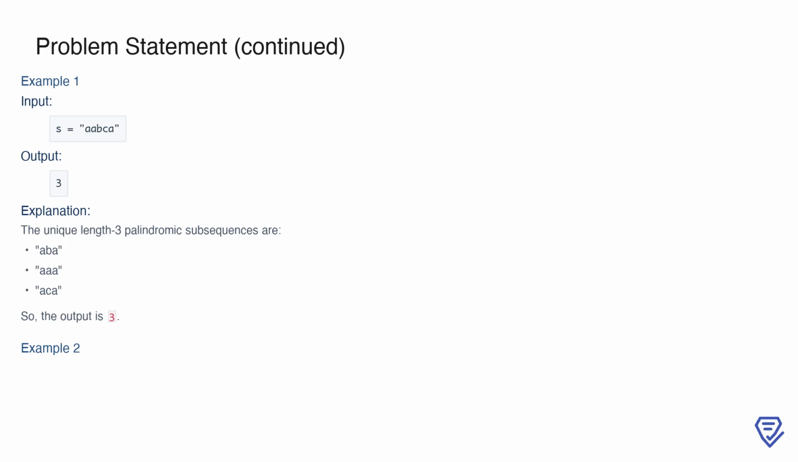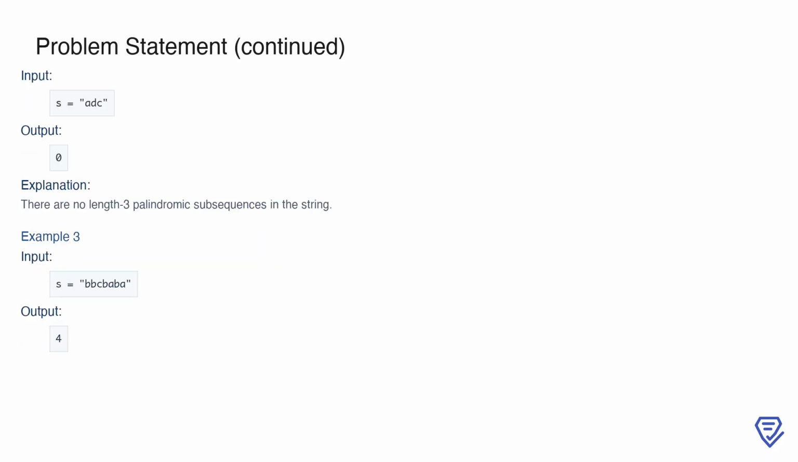If the input string is S equals APCA, the output is 3. This is because there are 3 unique Length-3 palindromic subsequences, ABA, AAA, and ACA. Each of these subsequences reads the same backward as forward, and no duplicates are counted. This highlights the fact that we're only interested in distinct palindromic subsequences, not repeated ones.